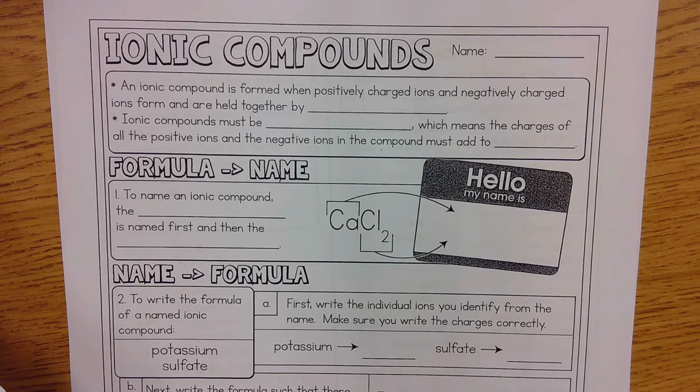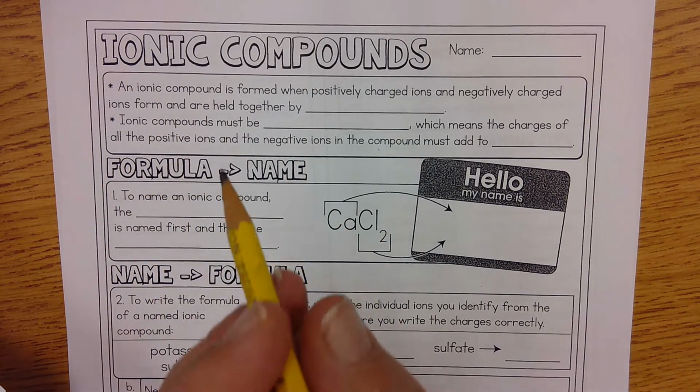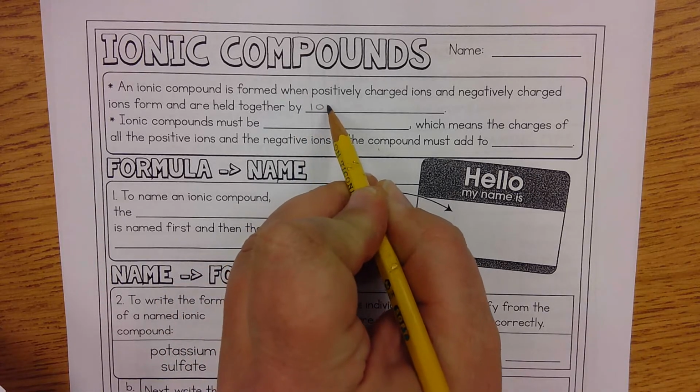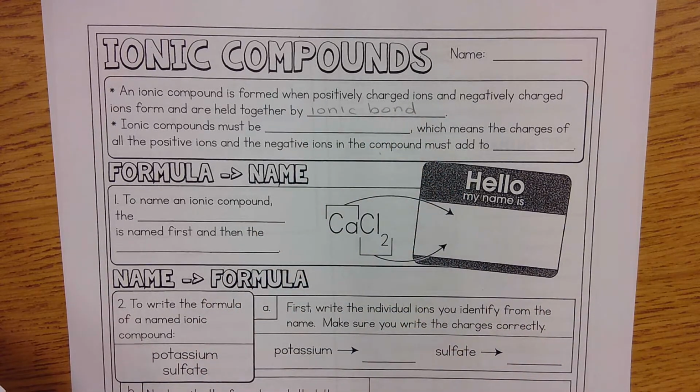So, we talked in the last lesson about how ionic bonds are formed when you have a positively charged ion, which is most often a metal, and a negatively charged ion, which is a nonmetal. They come together, form a bond, and you get what is called an ionic compound. It's a metal and a nonmetal bonded together by an ionic bond. And what we're going to talk about in this lesson, which is lesson 4.4, is how to name these compounds.